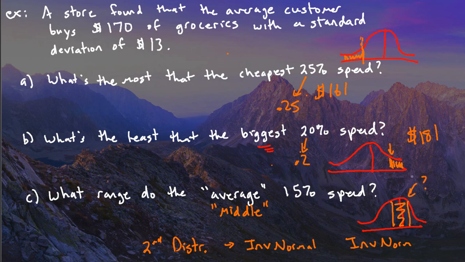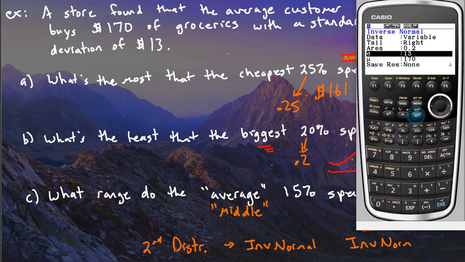Now this is going to give me, unlike these two, two values. So I'm going to go back, and I'm not going to change much of this information. Just now when I go to my tail, I don't want left or right. I want the center, central. And my area is 0.15. And there we go, about $68 to $72.